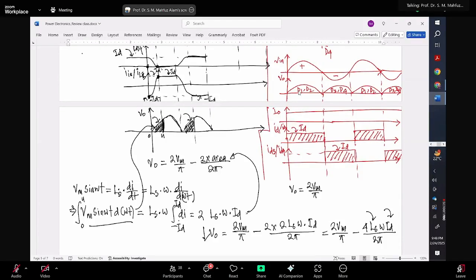There is some mathematics in Ned Mohan's book regarding the commutation angle. I would request you all to practice that mathematics. If you have any further questions, you might ask me. Otherwise, I will conclude the class today.